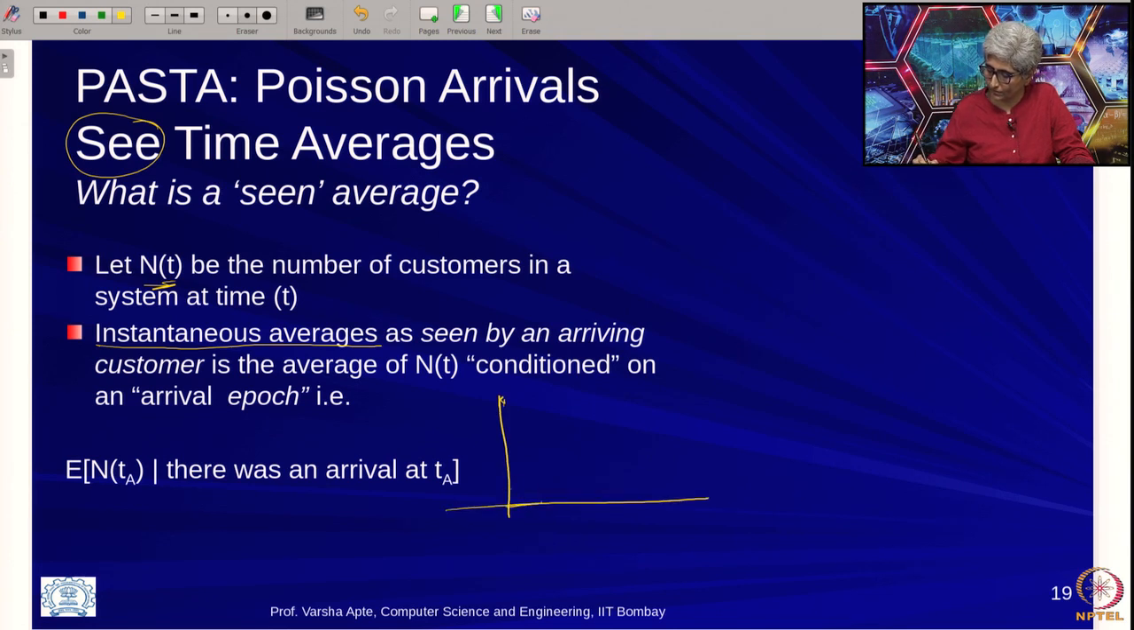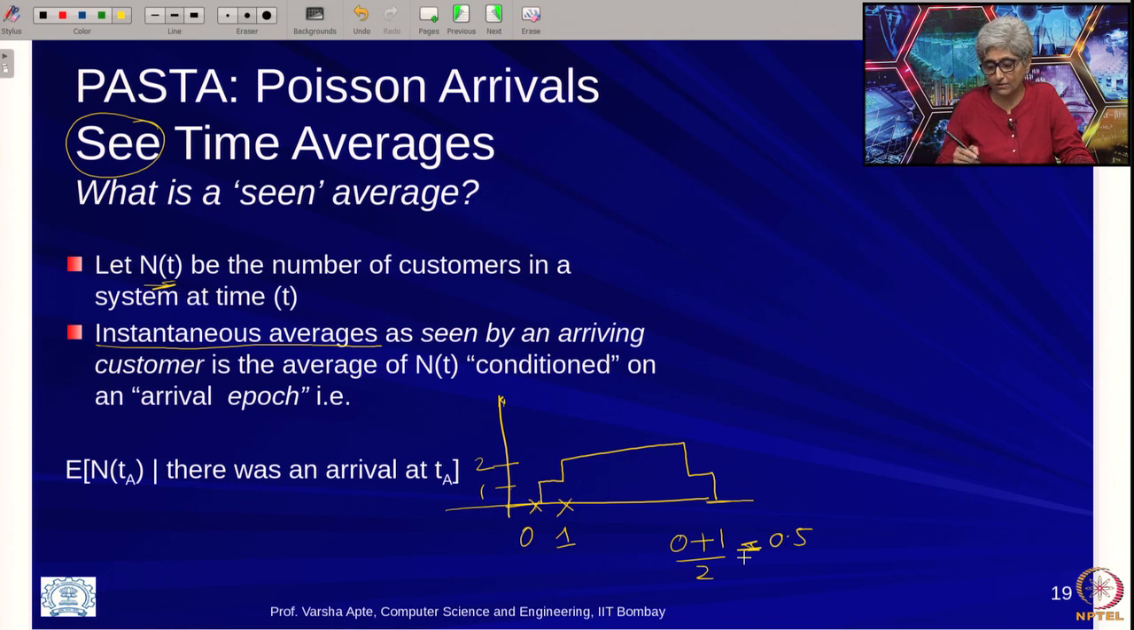So, we had nt going like this approximately, okay. So, there was an arrival here and there was an arrival here, and this is 1 and this is 2. So, this arrival would have seen actually 0 in the system and this arrival would have seen 1 in the system, okay. And then in this particular time horizon, we do not really have more arrivals. So, actually for these 2 arrivals, the average would be 0 plus 1 by 2, which is 0.5. So, this would be actually the average of nt as seen by arrivals, okay.